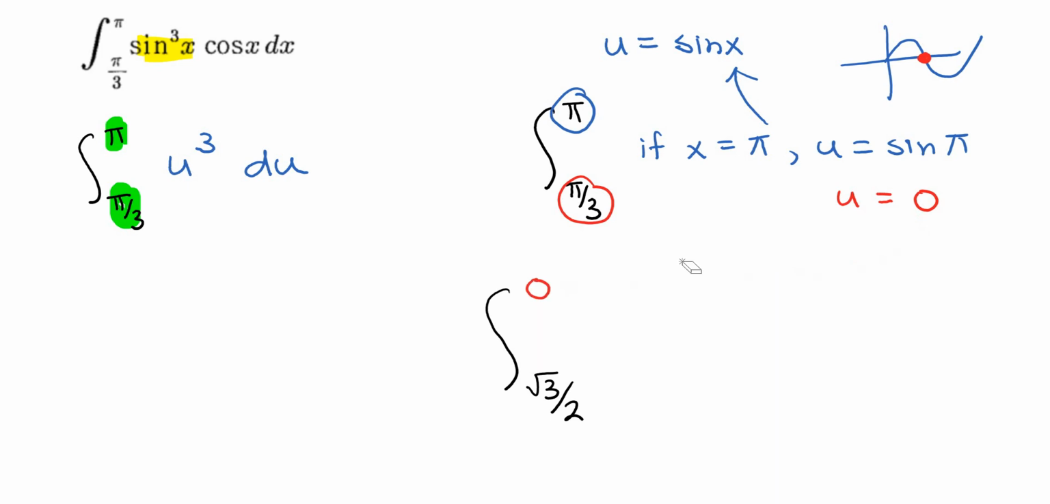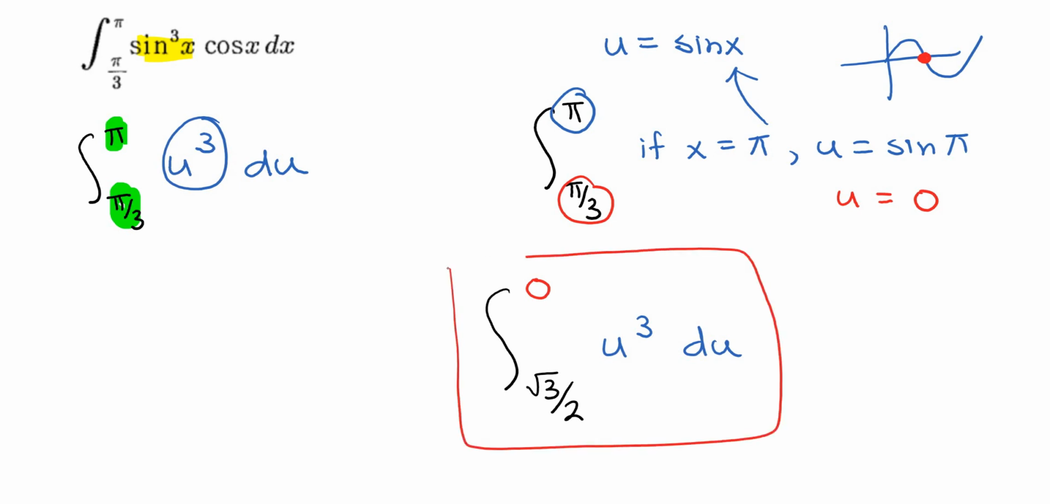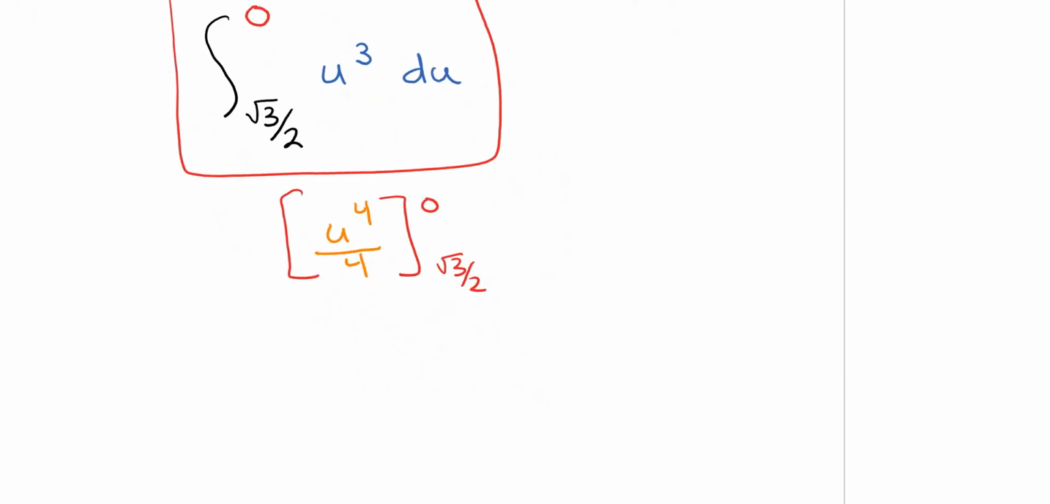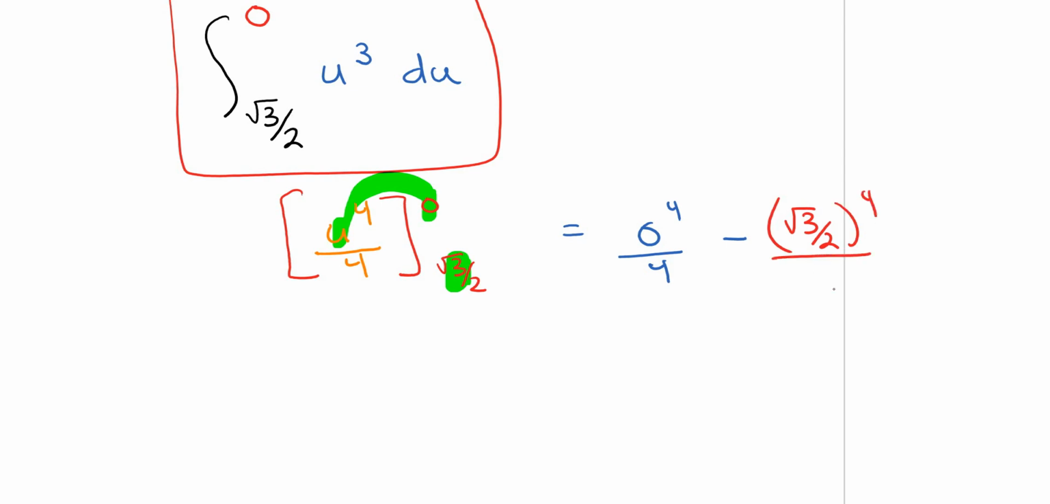Okay, we're making pretty good progress here, and remember the inside term was u to the power 3, so u to the power 3 times du. This right here is my updated integral, and now I can find the antiderivative, u to the power of 4 divided by 4, close bracket, root 3 over 2, and 0. And using the fundamental theorem of calculus, we use the upper bound first, so that's going to be 0 to the power of 4 divided by 4 minus, and then we use our lower boundary, root 3 over 2, all to the power of 4 divided by 4.